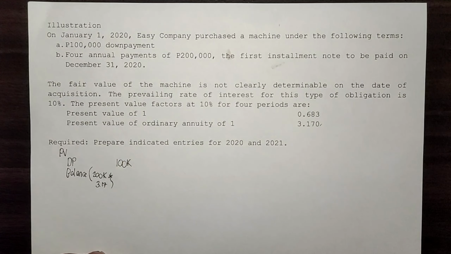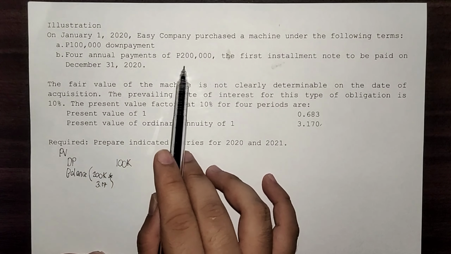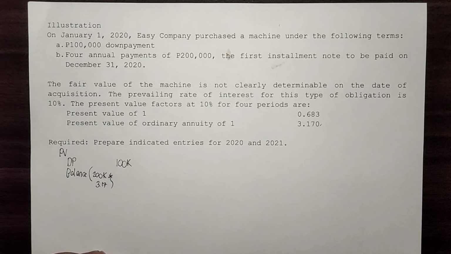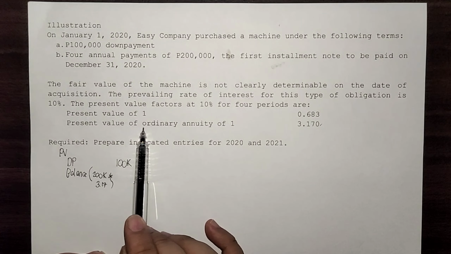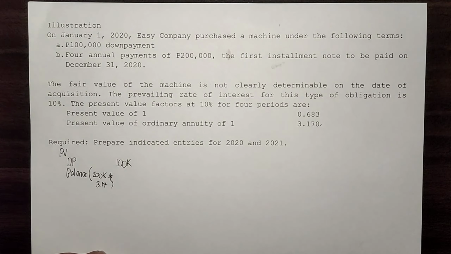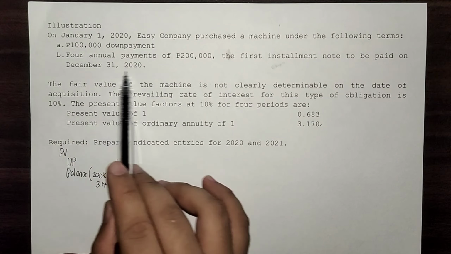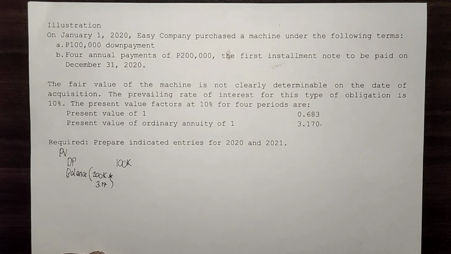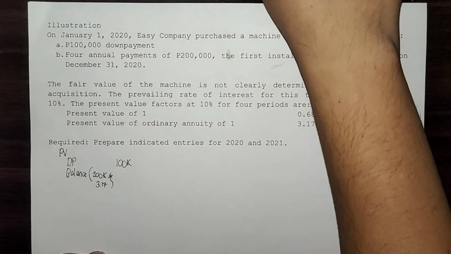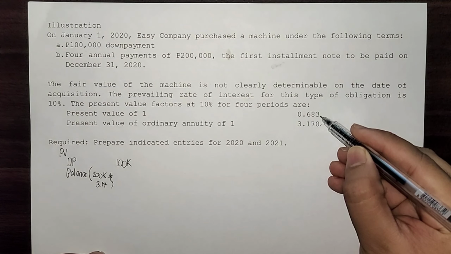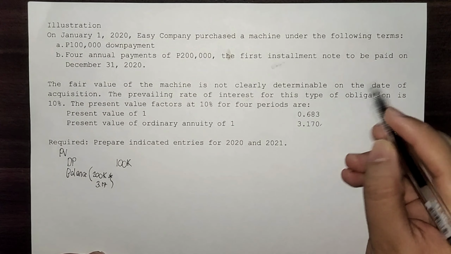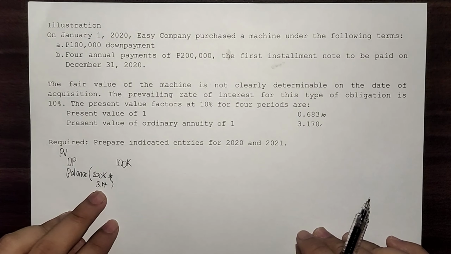Kasi installment yung payment. 4 annual payments of 200,000 pesos. And ginagamit natin ang present value of ordinary annuity of 1 kapag equal yung payments. And kapag yung first payment ay mangyayari ng end of accounting period. Kaya ginamit natin ang present value of ordinary annuity of 1. Yung 0.683 ay irrelevant. So, 200,000 times 3.17.